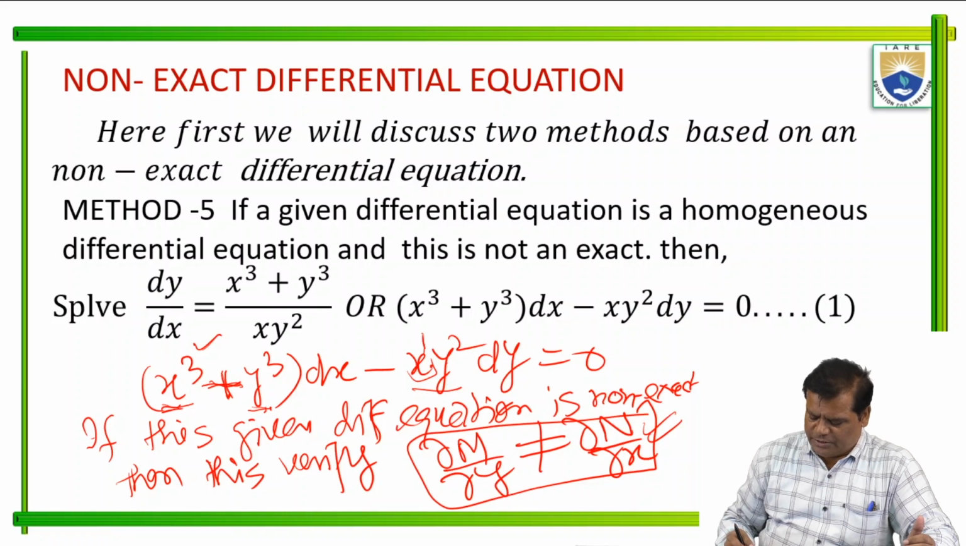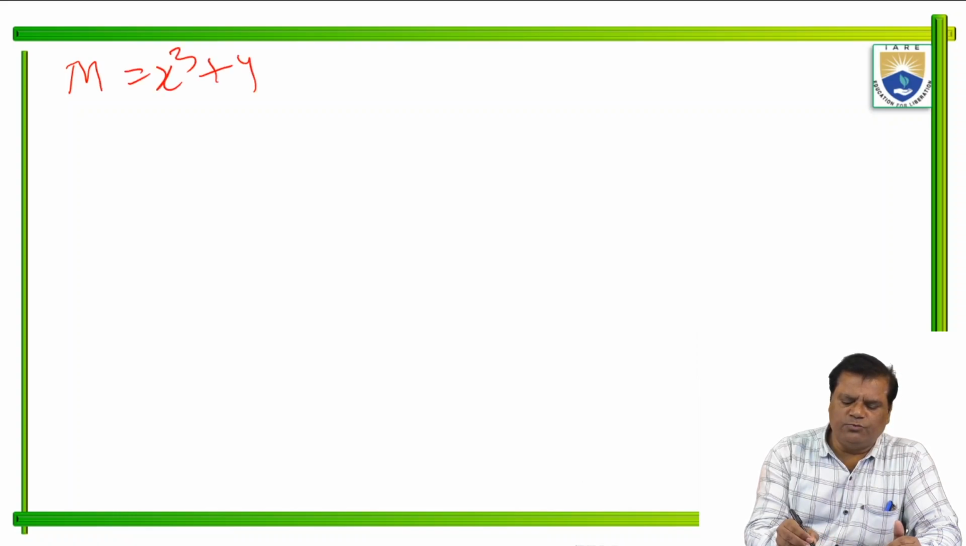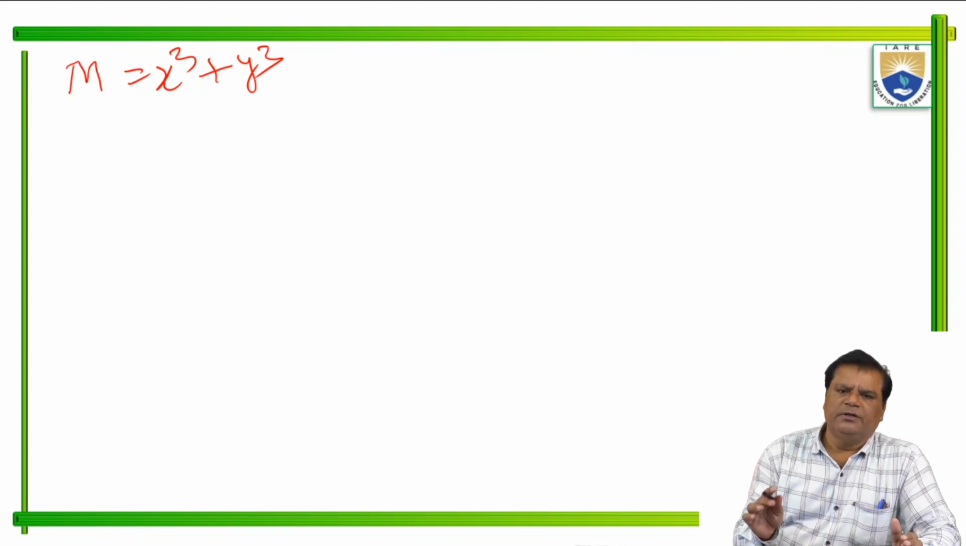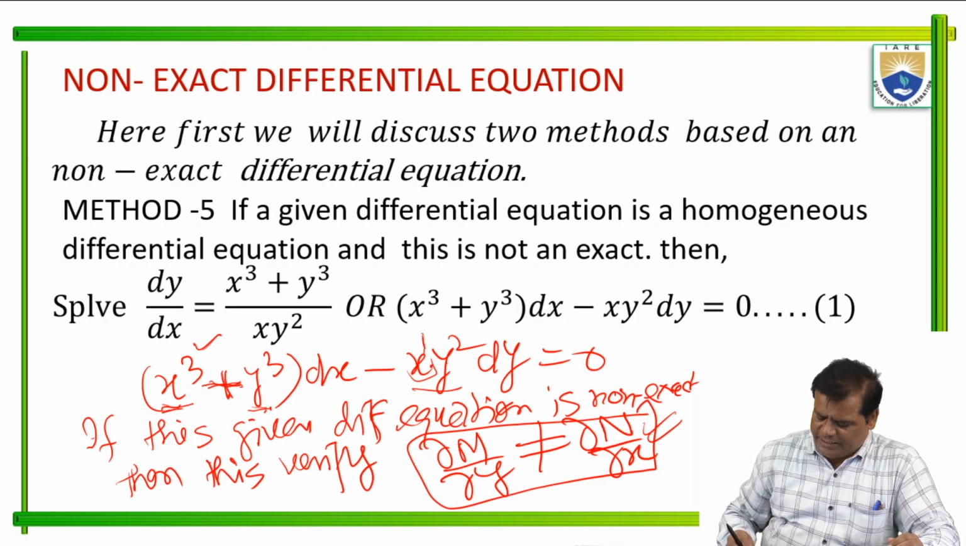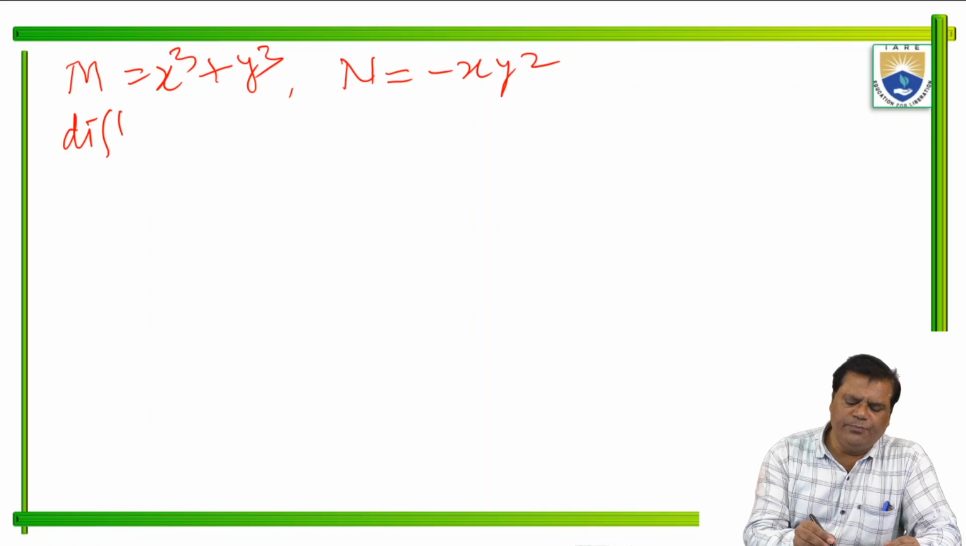Now in our question, M is x cube plus y cube. This is the coefficient of dx. In a differential equation, M is the coefficient of dx and N is the coefficient of dy. So here N is minus xy square. Now differentiating M with respect to y, we get del M over del y.